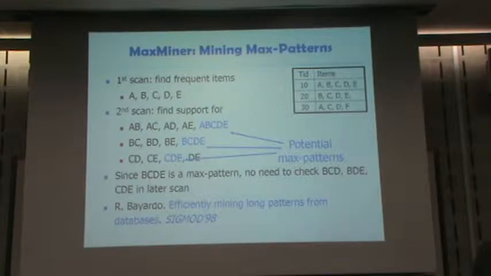So if this is the potential max pattern, and we decide that this is the maximum pattern, then we don't have to check the CD or the BD or any others. We just check the sub-frequent patterns of this one, because it's the maximum. It's a kind of boundary.